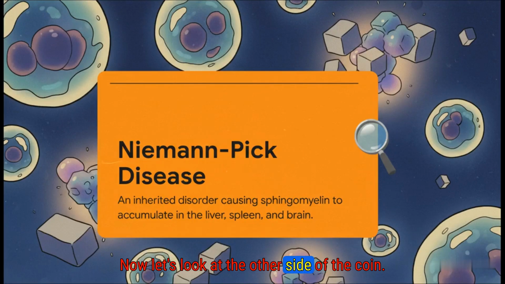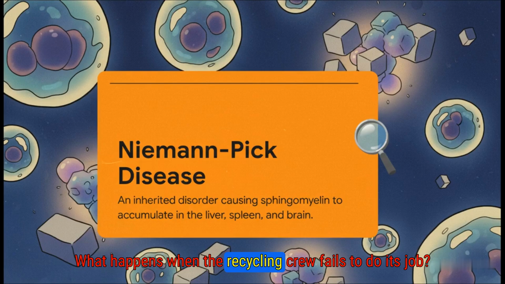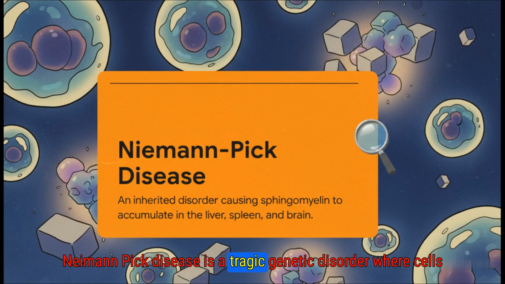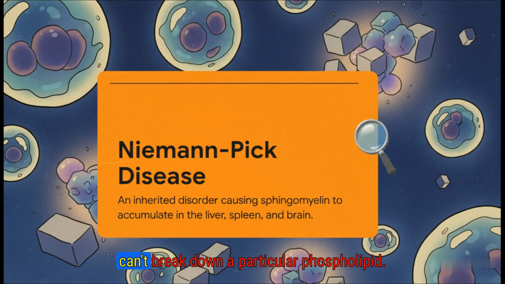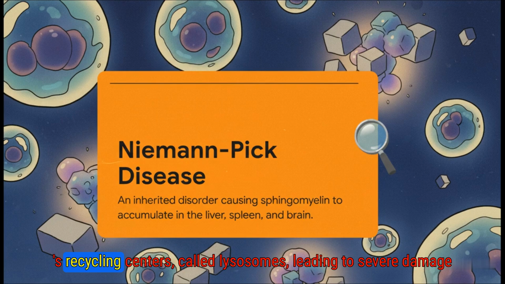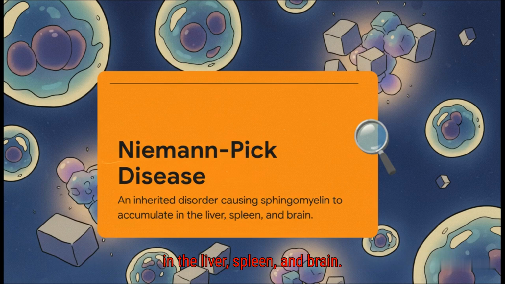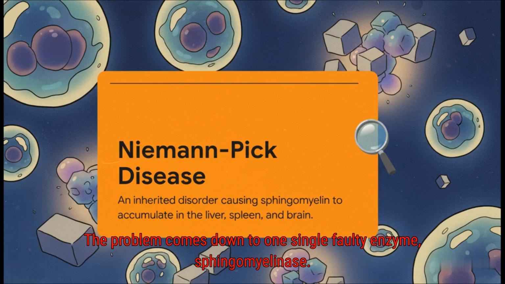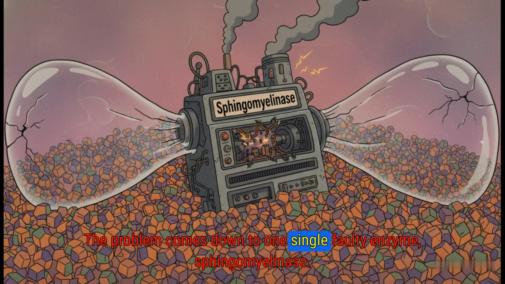Now let's look at the other side of the coin. What happens when the recycling crew fails to do its job? Niemann-Pick disease is a tragic genetic disorder where cells can't break down a particular phospholipid. This causes a toxic buildup of sphingomyelin inside the cell's recycling centers, called lysosomes, leading to severe damage in the liver, spleen, and brain. The problem comes down to one single faulty enzyme, sphingomyelinase.